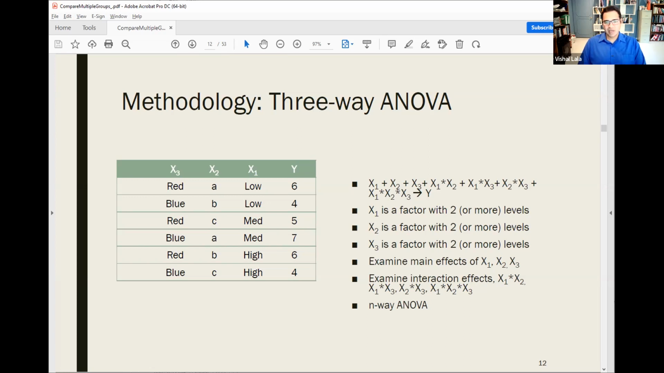Here, x1, x2, and x3 are each a factor with two or more levels. Their main effects are x1, x2, and x3. There are four interaction effects: three two-way interaction effects, and one three-way interaction effect. This is generally termed an n-way ANOVA, but more specifically here, a three-way ANOVA.